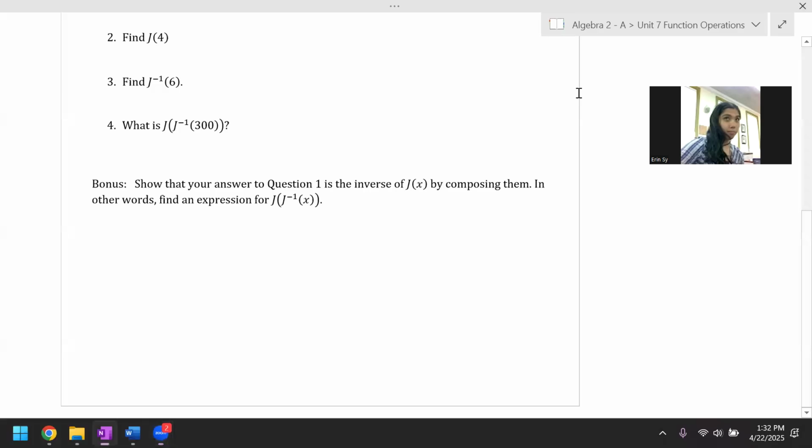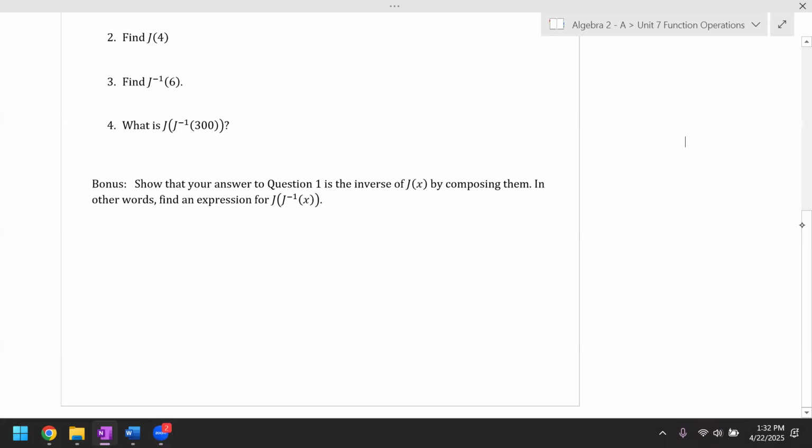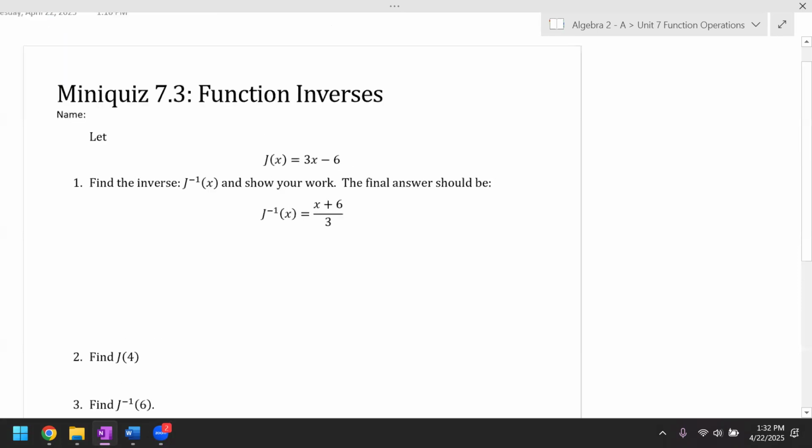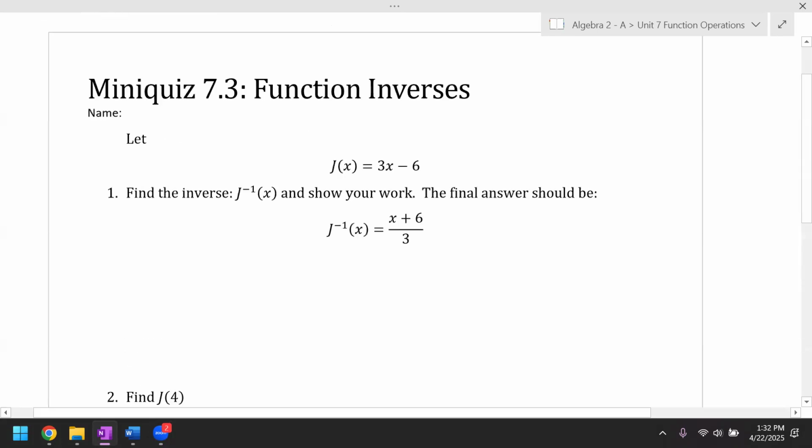Okay, let's solve mini quiz number 7.3. We're talking about function inverses, and we have let j of x equal 3x minus 6, right? So j of x is this 3x minus 6 function. And the first question just asks me to find the inverse and show that my final answer is this thing.